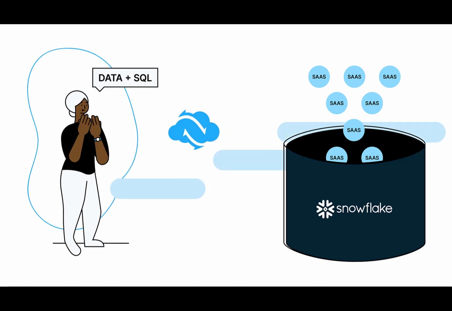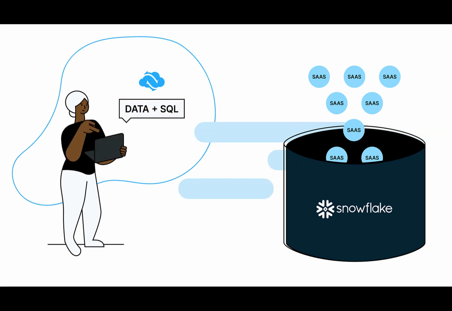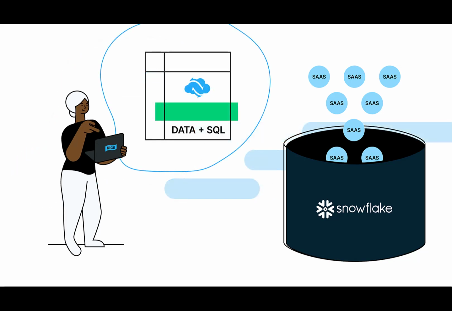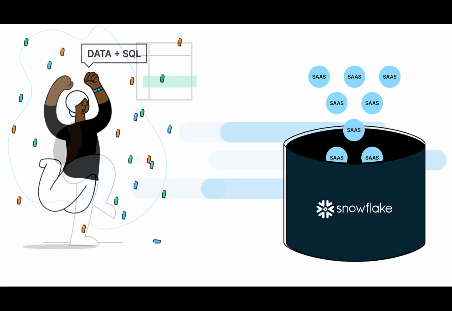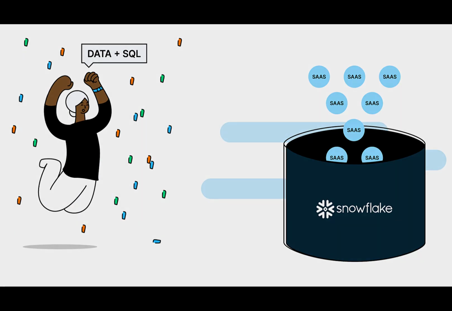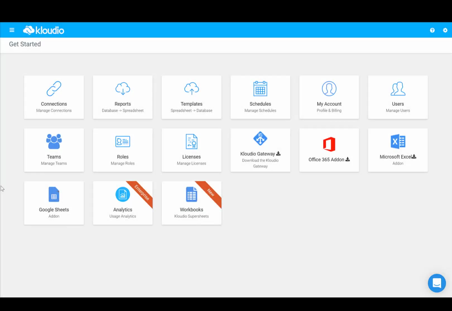But what if you already know or have the SQL query? Sure, you can go to the portal and create a report, but at Kloudio, our goal is to reduce friction and eliminate steps to get you the data you need to start making business decisions. That's why we've expanded our add-on with the ability to run ad hoc queries directly from Google Sheets. Let's take a look at setting it up.